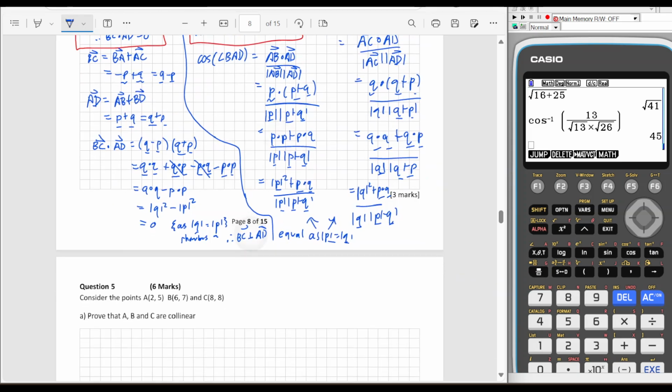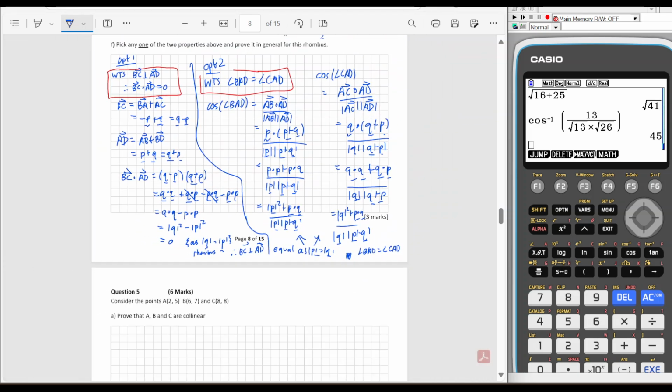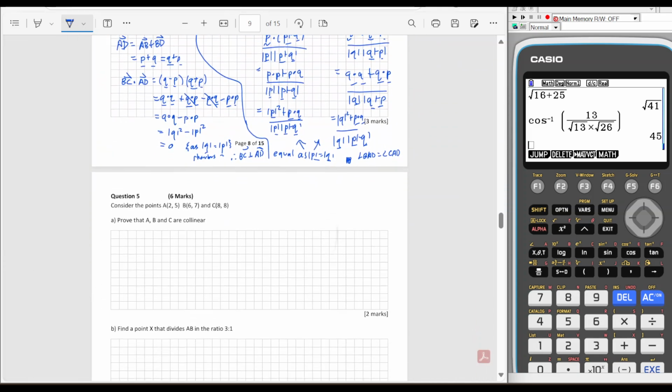So the only difference in the formula is that top left bit, p squared and q squared, but they're the same if mod p equals mod q. And then the only other thing that's different is on the bottom you've got mod p and mod q. So yes, angle BAD equals angle CAD. Cool. So just one of those two, please don't do both.